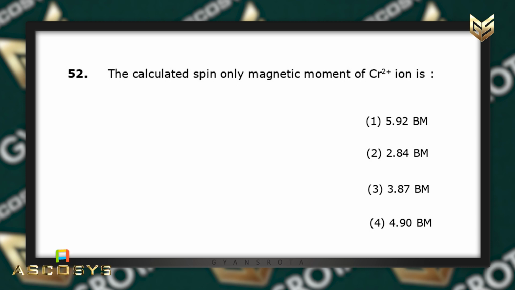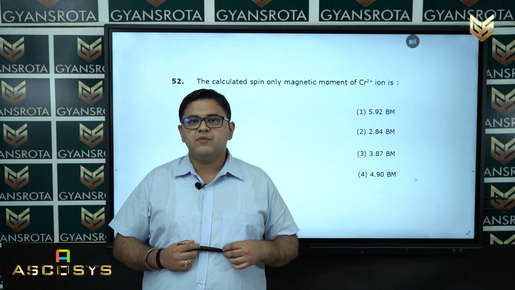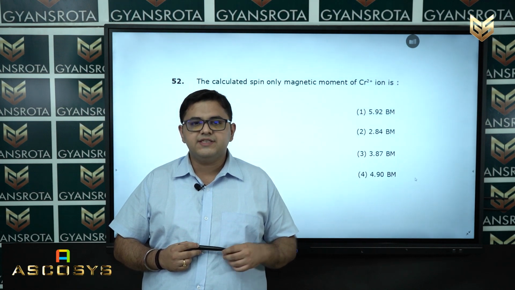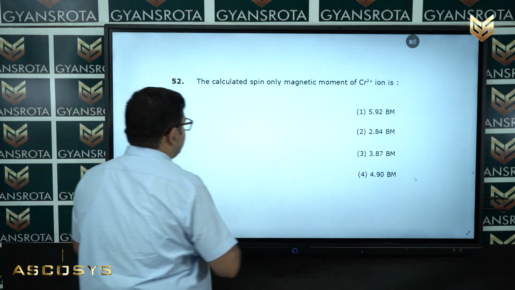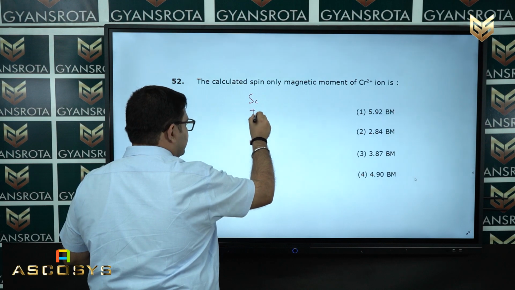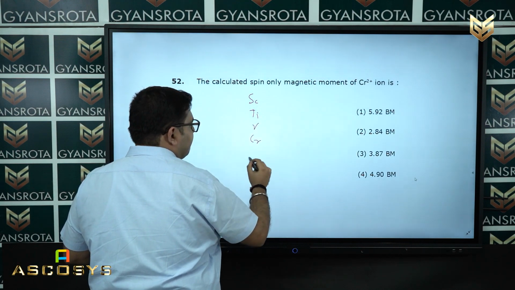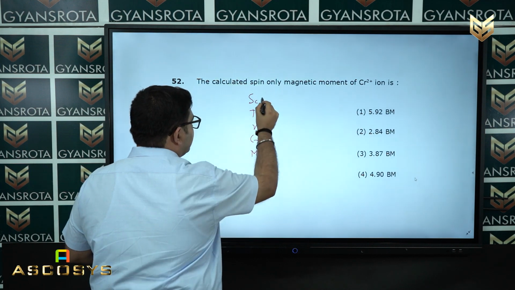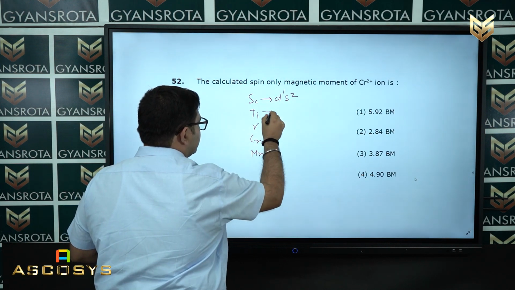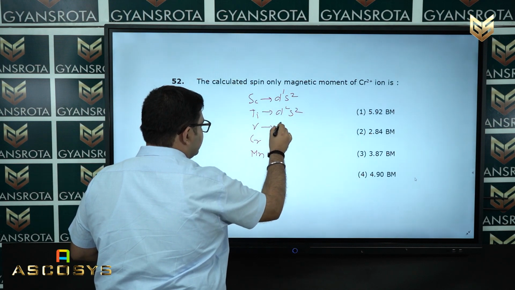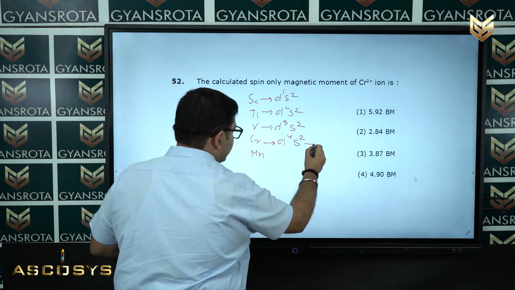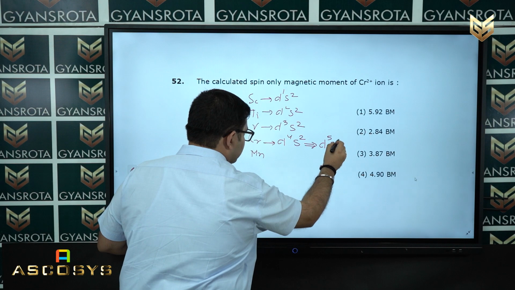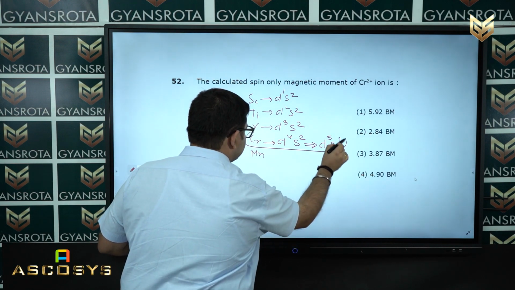The calculated spin only magnetic moment of chromium 2 plus ion is. This question comes from the coordination compound chapter of your class 12 NCERT. Now we are moving to the solution part. Now, we know Sc, Ti, V, Cr, Mn, after that not required. For Sc it is 3d1 4s2, then 3d2 4s2, 3d3 4s2, 3d4 4s2, and it will be 3d5 4s1. So, we require this part.